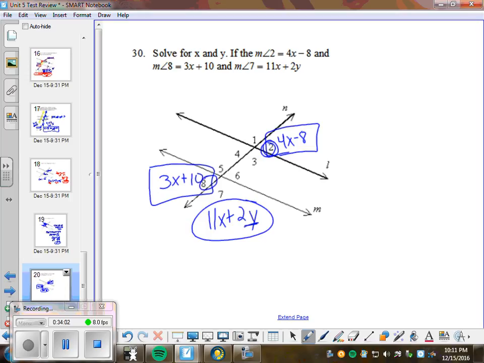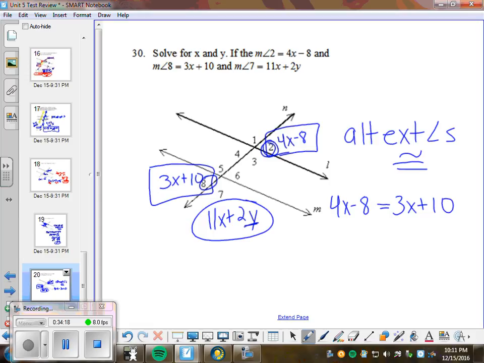They are on the outside. They're across from each other, so they're alternate exterior angles, which means they are congruent to each other. That's their relationship. So we're going to set those equal to find x. Now subtract 3x from both sides. X minus 8 equals 10. Add 8, you get 18. So x is 18. All right, but we've got to go find y now.